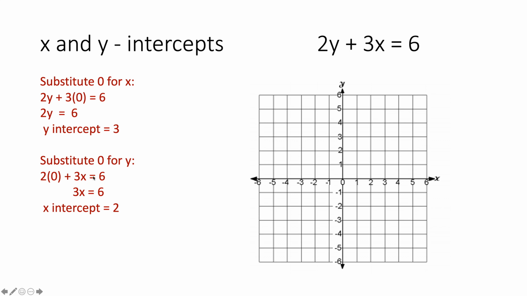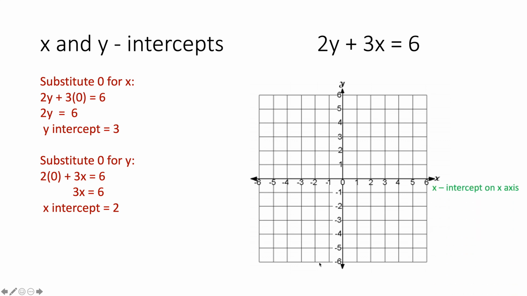Speaking of which, let's substitute 0 for y. I put in a 0 for y. 2 times 0 is just 0, so that whole term disappears just like in the previous problem. 3x is 6, dividing by 3, x is 2. So the x-intercept is 2. The y-intercept is 3, the x-intercept is 2.